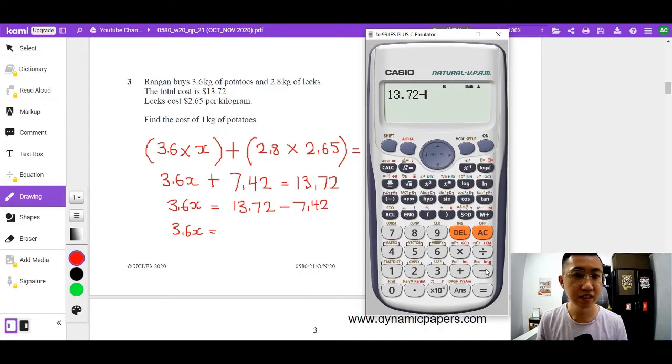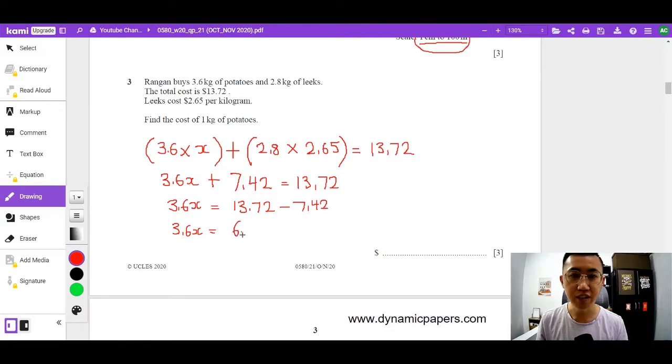13.72 minus 7.42. What is this? Okay, so 6.3. Copy 6.3. Now side by side is multiply, so I'm going to shift the 3.6 towards the other side to become a divide, right? So 6.3 divided by 3.6.